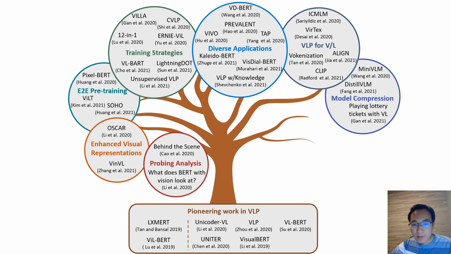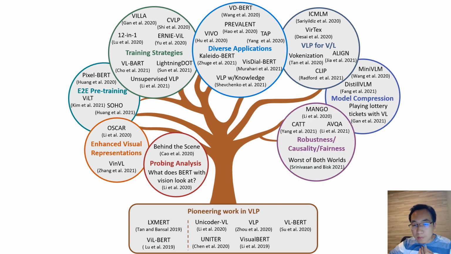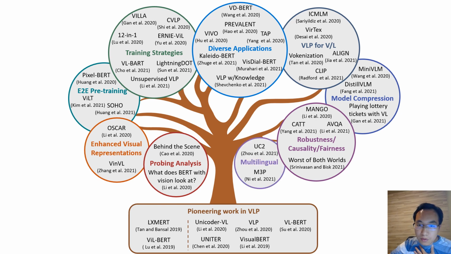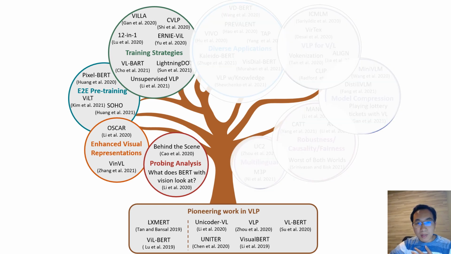As the pre-trained models become larger and larger, model compression also becomes a central topic in order to deploy such models for real-life applications. Robustness, causality, and fairness are also emerging topics in this field. And finally, we can also extend the VLP model to multilingual tasks. In my talk, I'm going to mostly focus on the left part of the tree.